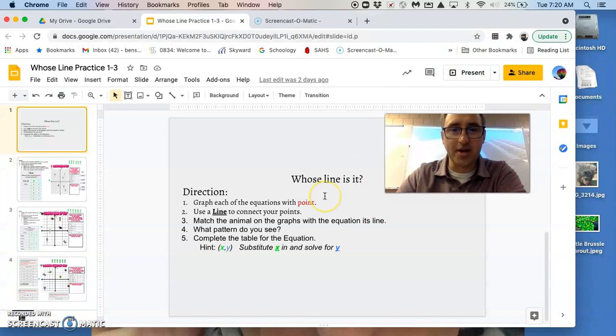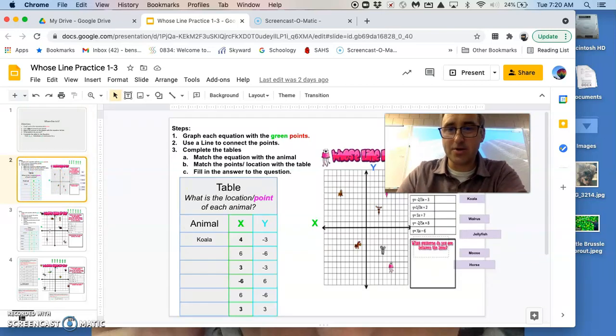We are going to look at a bunch of animals and figure out, number one, the line in which we'll hit them on the graph. We're going to match the animal with that equation, and then we are going to look to see where the exact location of that animal is, like we had done before with our X number, our Y number. Here's what the first page looks like.